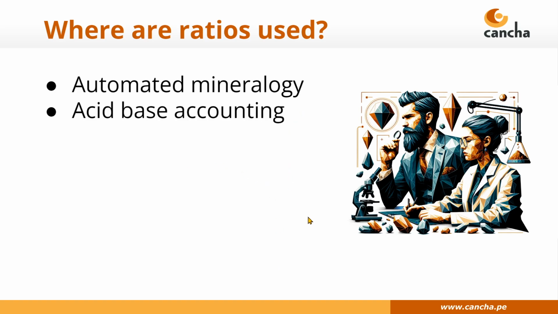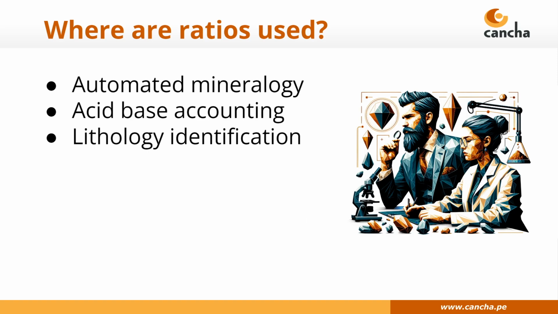It's also used extensively in acid-base accounting. So if you want to predict whether a waste or tailings is going to be potentially acid generating, you're looking at the ratio of acid production versus acid consumption. Geologists use it all over the place in lithology identification, looking at ratios of rock-forming elements such as aluminium, potassium, sodium, whatnot.